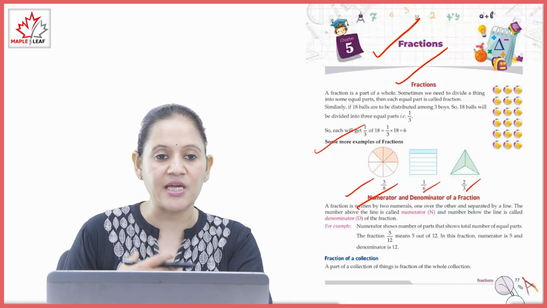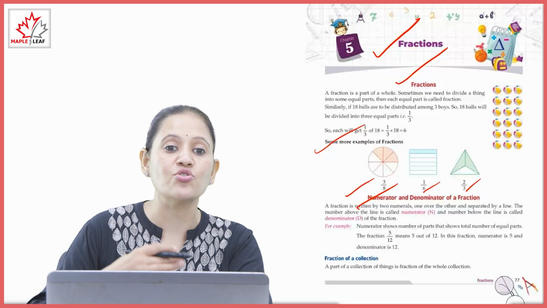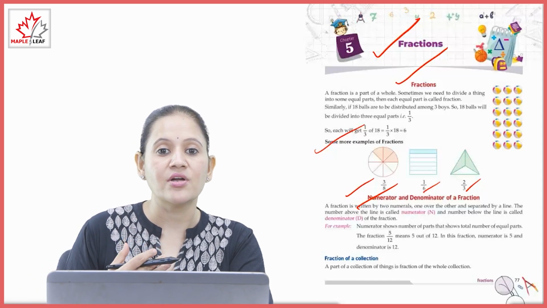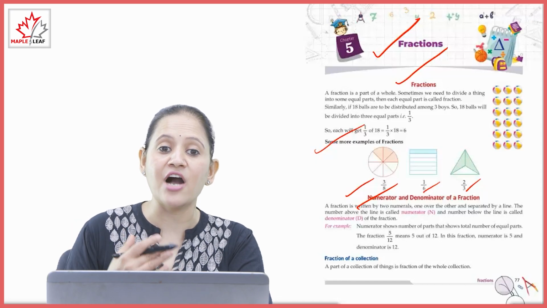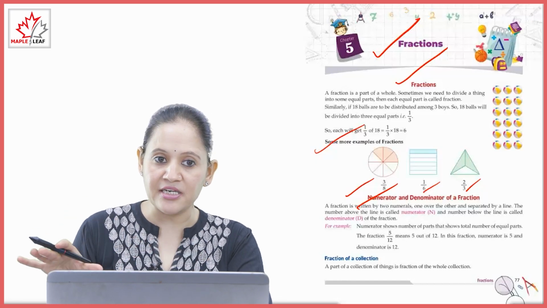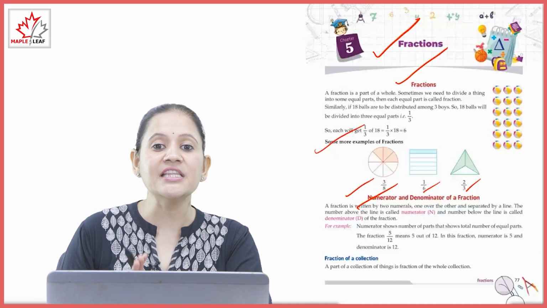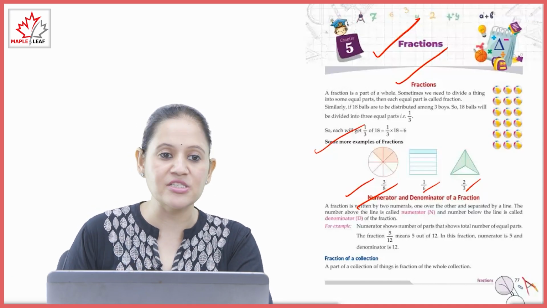Like अगर किसी fraction में जो numerator है जो line के ऊपर है वो क्या show करता है? That is number of part. And that shows total number of equal part. The fraction 5 by 12, that means 5 out of 12. Total equal part 12 थे, उसमें सबने 5 लिया है. So that shows the numerator. In this fraction, numerator is 5 and denominator is 12.